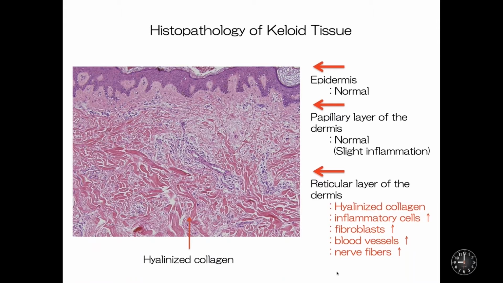Also, this is keloid tissue. The epidermis and papillary layer of the dermis, the inflammation is very limited, and mainly inflammation can be found in the reticular dermis. So it is suggested that hypertrophic scars and keloids are inflammation of the dermis, the reticular dermis.